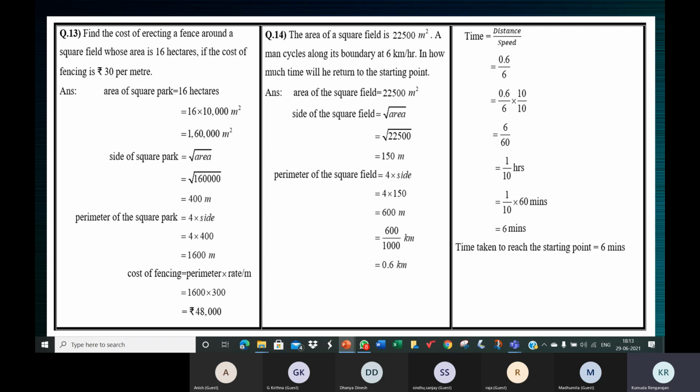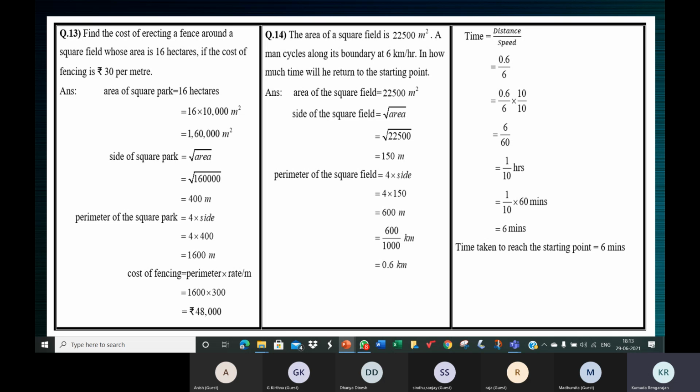So first you need to find the side. When the area is given, you can immediately find the side of the square field. In your mind, you must say that from this I can find the side of the square field. Now that you have the side, you can also find the perimeter. Area is given, and when you find the square root of the area, you can find the side. And now that you have the side, you can find the perimeter. So till there we have come. You know the perimeter. Perimeter is what?